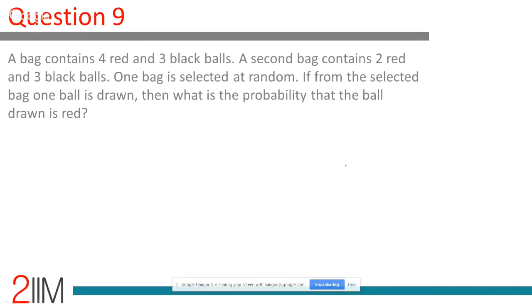Regular question, give it a go. A bag contains 4 red and 3 black balls. The second bag contains 2 red and 3 black balls. One bag is selected at random. From the selected bag, one ball is drawn. What is the probability that the ball drawn is red?